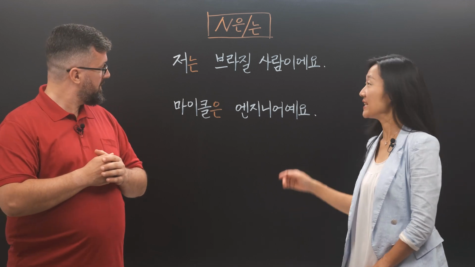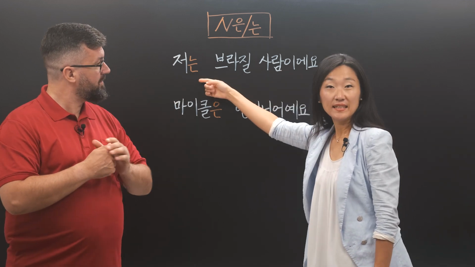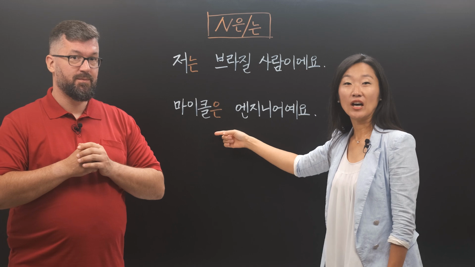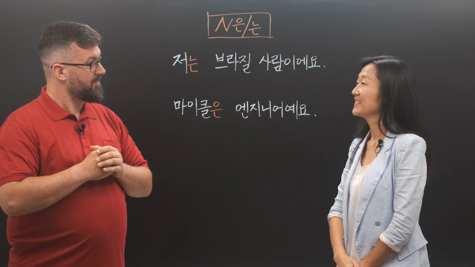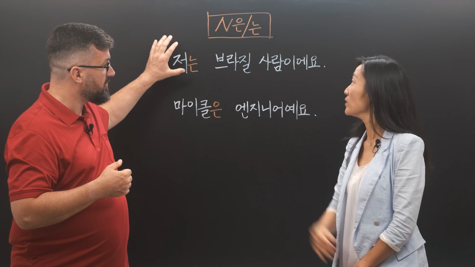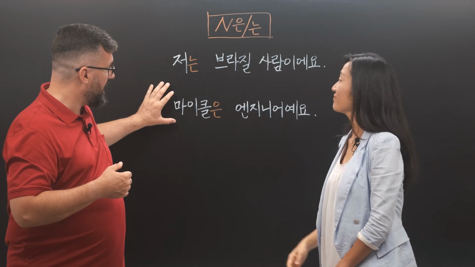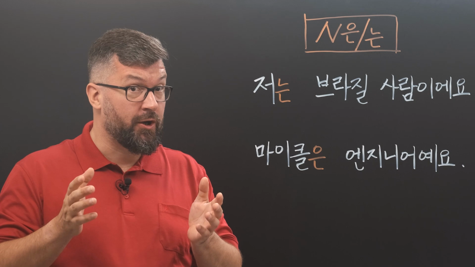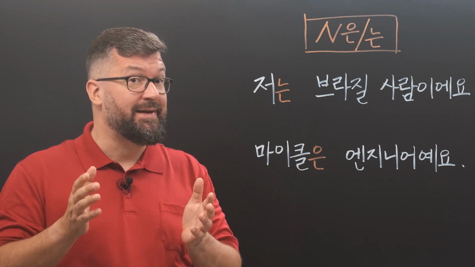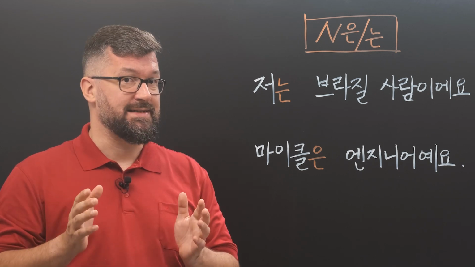Notice the endings. 는 and 은 attached to words like 저는, 마이클은. So attached to nouns. The noun I and Michael. In Korean, particles are attached to words to indicate their grammatical function in a sentence.